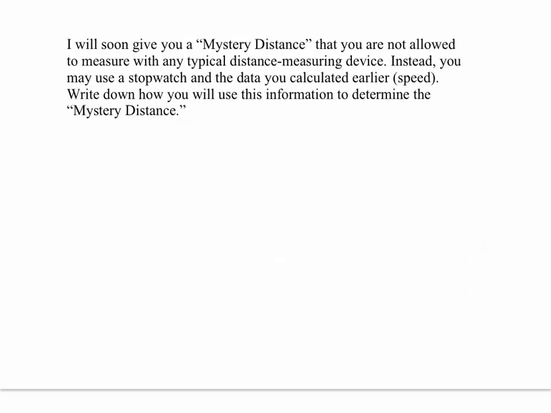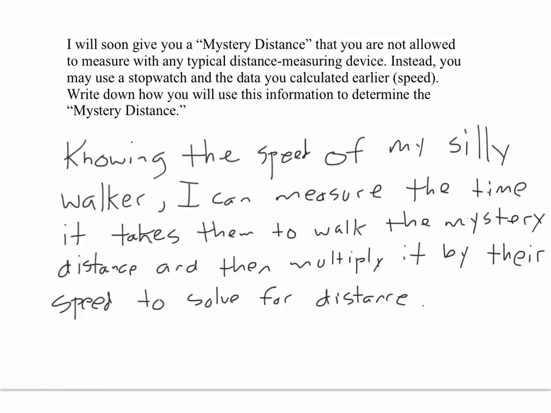Now, unlike the bus lab, you guys were actually going to try and figure out what a mystery distance was after you calculate the speed. So you have two trials of calculated speed, and we were going to give you a distance that you didn't know, but you did know the actual speed of your silly walker, and you could also take the time in which it took them to travel the mystery distance. So a good explanation here would be, boom, something to this effect.